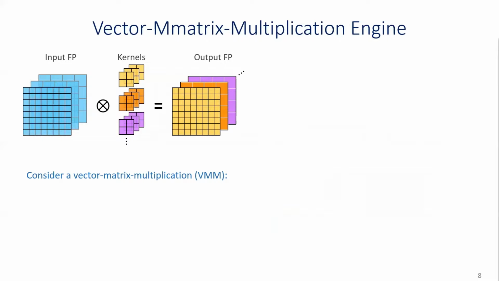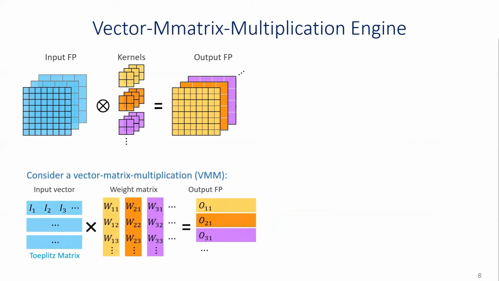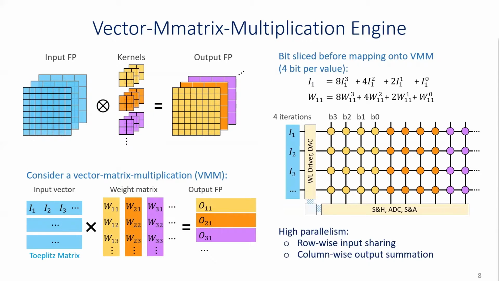Generally, PIM designs all follow the general mapping scheme as I demonstrated here. The kernel weights are transformed into a weight matrix, and the input feature maps are reorganized into the input vectors. After this transformation, the computation can be efficiently mapped onto such a crossbar structure, which is implemented by different kinds of emerging memory technologies. You can see the input values are shared across multiple rows, while the partial sums are accumulated along each column. The typical size of those crossbars is like 128 times 128, or even 256 times 256, which gives us a very high parallelism compared with the single MAC operations in CMOS-based design.